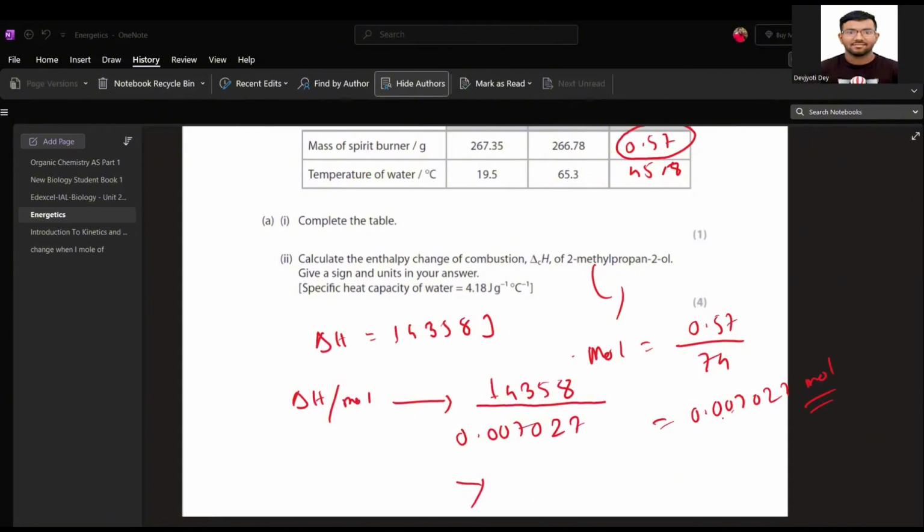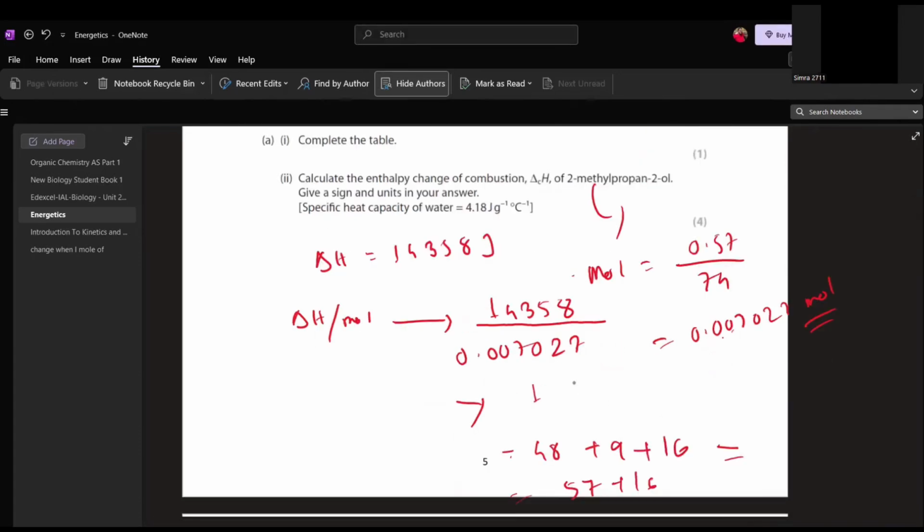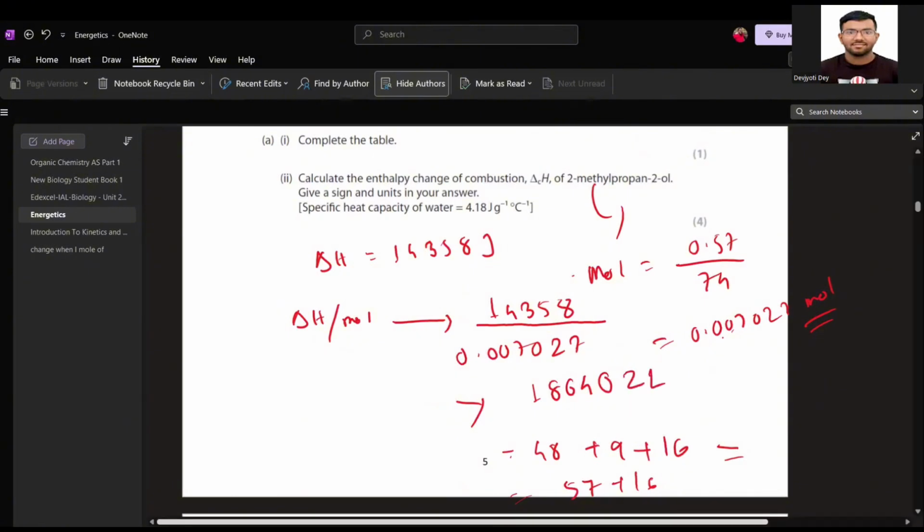I got 1864021. But do you need to round it up? We can just write it in standard form in order to avoid confusion. You can just write 1.86, since you gave 3 digits, times 10 to the power 6.